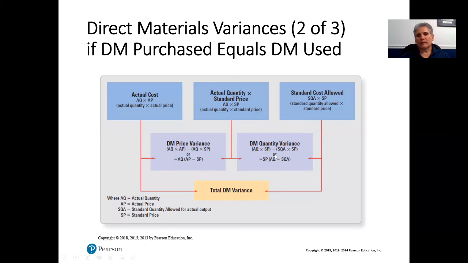Or we can modify this using the distributive property to come up with a modified formula of SP multiplied by, open parentheses, AQ minus SQA. And that is going to give us the direct material quantity variance. Whatever this result is, and whatever this result is, together are going to give us our total direct material variance.